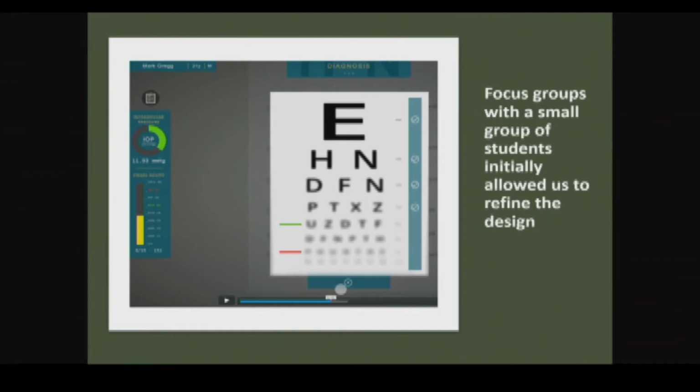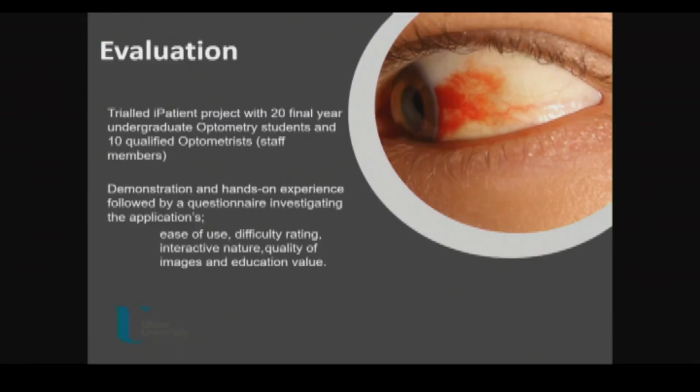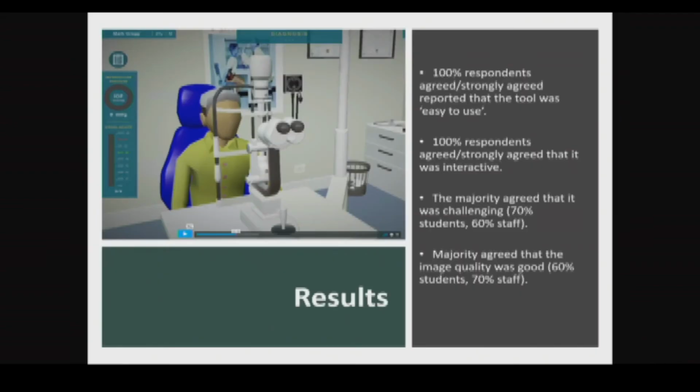So the development of this project was informed by a focus group with a small number of students who initially helped to refine the design. So these were postgraduate students who were involved with an independent prescribing program. So after that, we decided we would trial the project with 20 undergraduate students and 10 qualified optometrists or members of staff. So we gave them a demonstration of how it works, followed by a questionnaire to investigate the application's ease of use, difficulty rating, how interactive it was, the quality of the images, and the educational value.